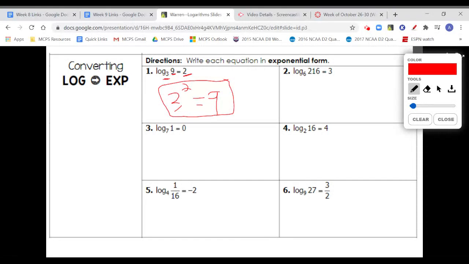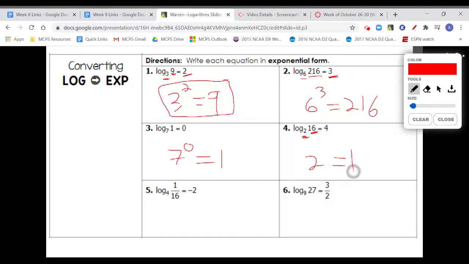Looking at number 2, it's log base 6 of 216 equals 3. So what that is asking is how did I get from 6 to 216? So I did something to this 6 to give me a result of 216. And what I had to do to the 6 is I raise it to the third power. Moving on to number 3, log base 7 of 1. Well, how did I get from 7 to 1? I had to raise 7 to the 0th power. Looking at number 4, again, how did I get from 2 to 16? Well, to get from 2 to 16, the exponent I had to put to the 2 is a 4.